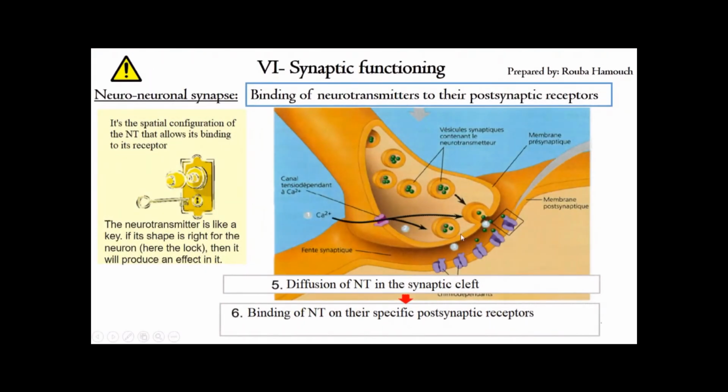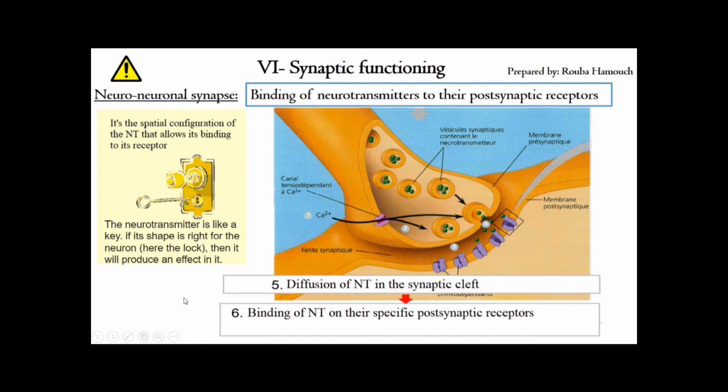The third step will be the binding of neurotransmitters, here in green, to their postsynaptic receptors, which are coupled to ionic channels. In fact, it's the spatial configuration of the neurotransmitter that allows its binding to its receptor. The neurotransmitter is like a key. If its shape is right for the neuron, here the lock, then it will produce an effect in it. So we have a complementarity in the spatial configuration between the neurotransmitter and its specific postsynaptic receptor.